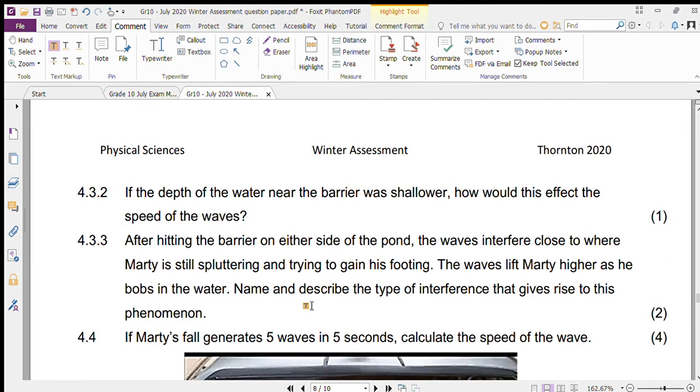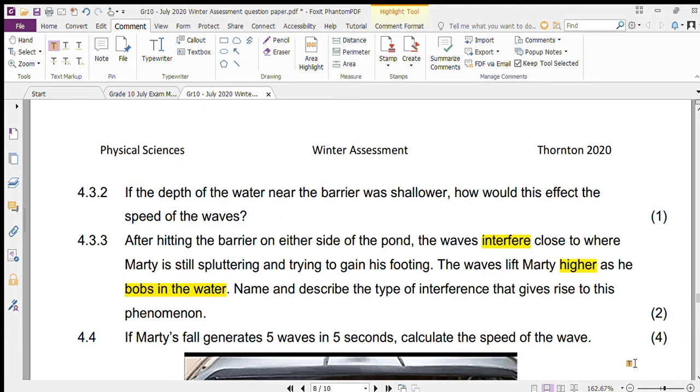Question 4.3.3, once again within the same vein, giving you the answer based on the question. It's saying here that after hitting the barrier on either side of the pond, the waves interfere. So there we go. You automatically know before you finish the section that we're talking about interference. Interfere close to where Marty is still spluttering and trying to gain his footing. The waves lift Marty higher as he bobs in the water.